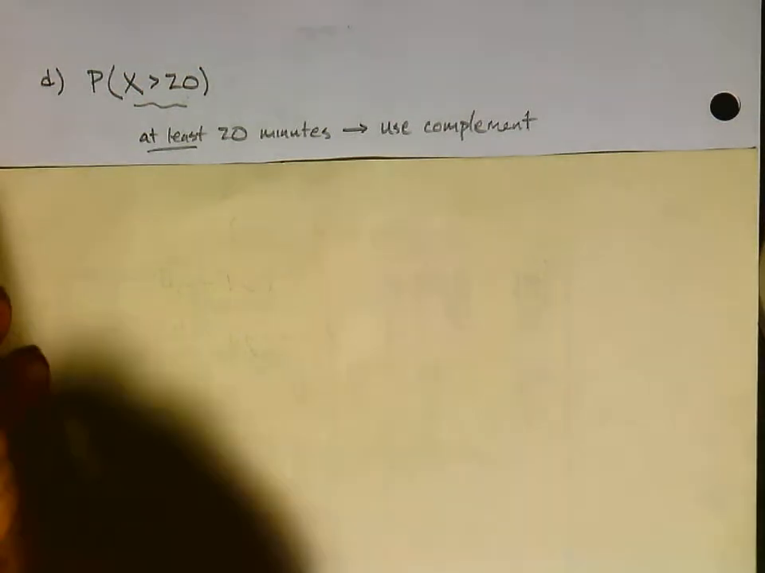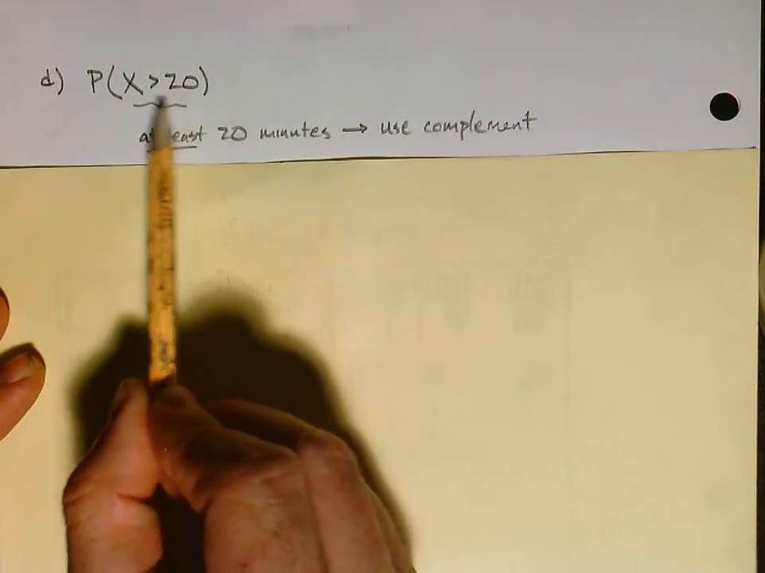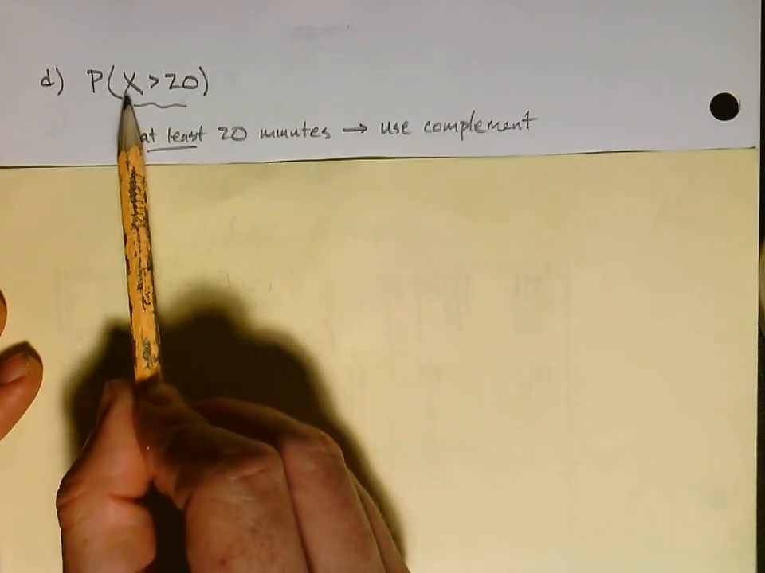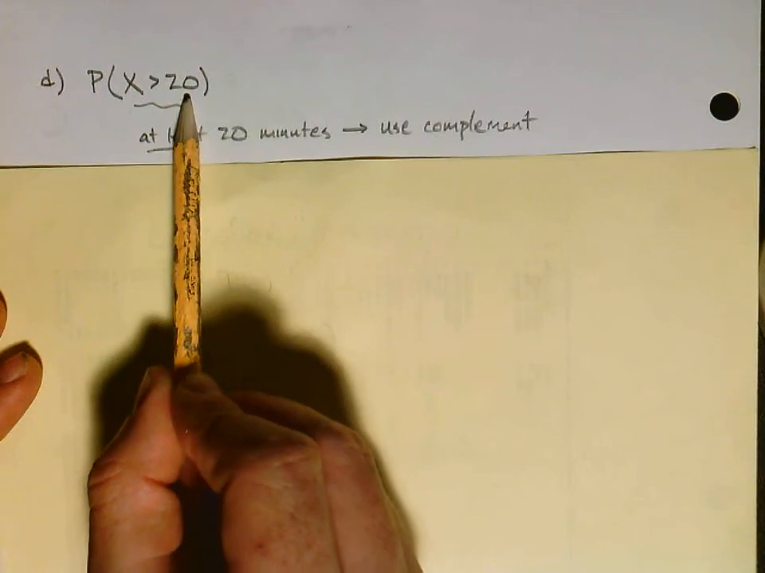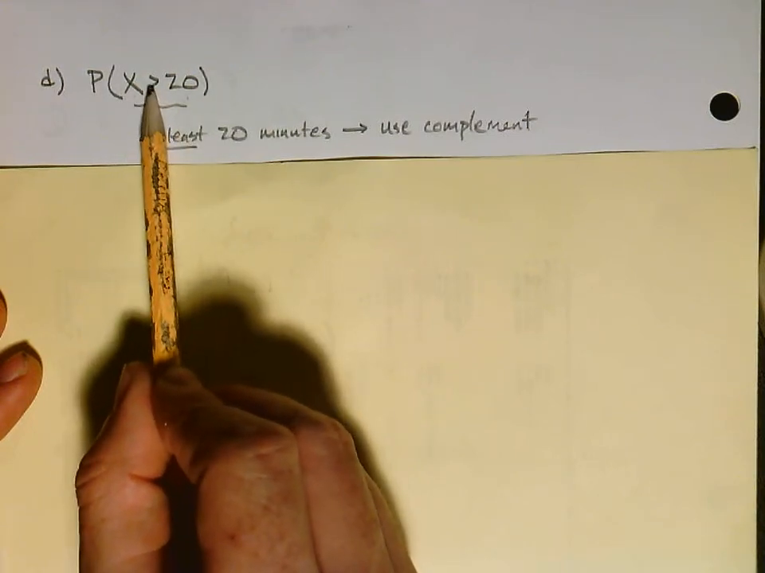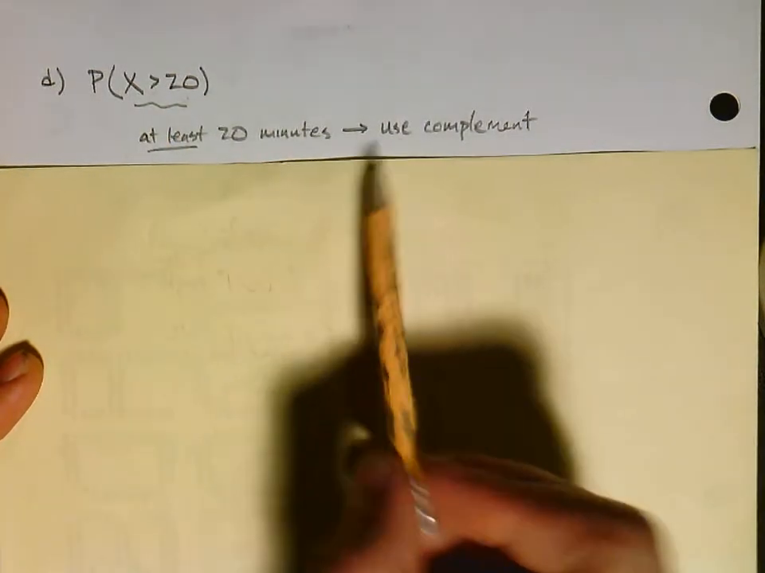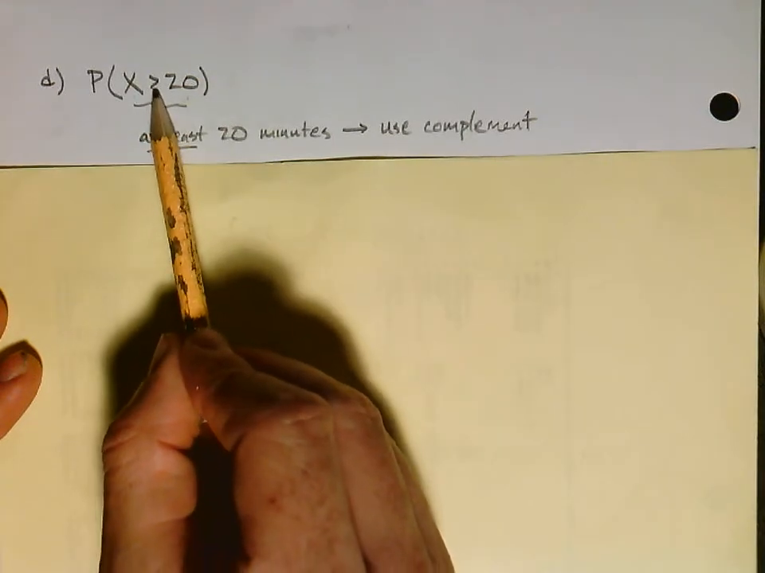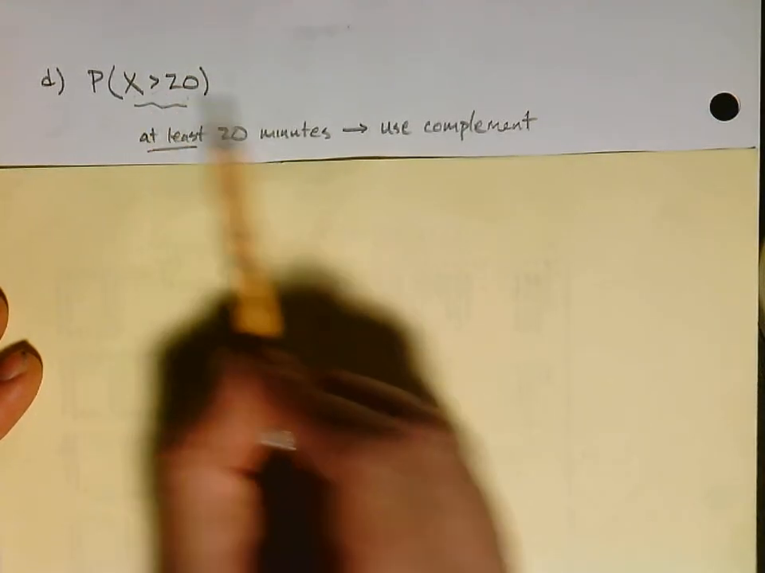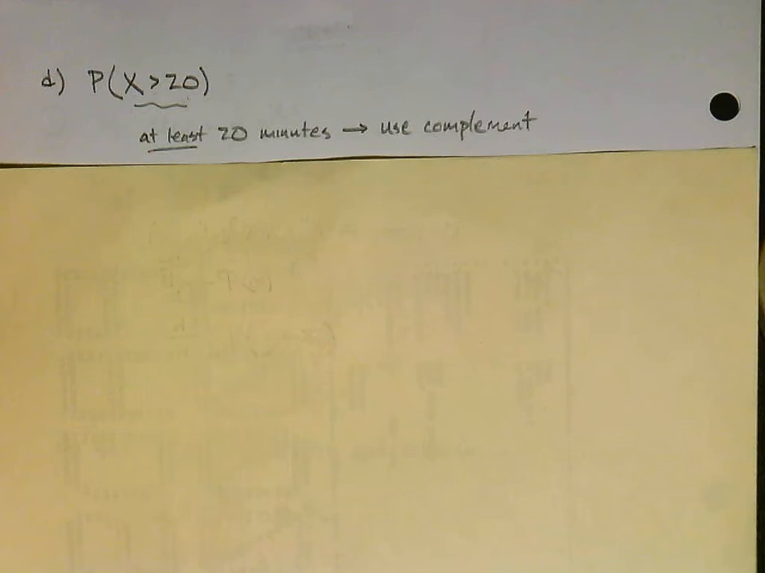Also, you saw here, I didn't point it out, but you saw this writing, right? Here we're thinking x is greater than 20. And that greater than tells us that's maybe another tip. You see a greater than, that's like an at least. That tells us to use the complement as well.